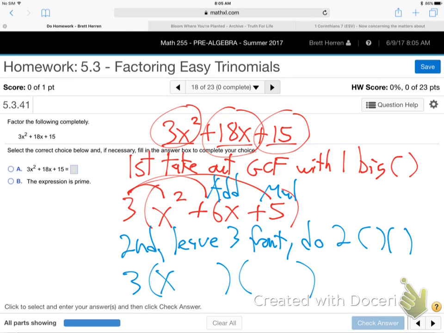So, x is in the front. What multiplies to be 5? 1 and 5. And the sign in the middle is taken by the bigger. In fact, they're both positive, aren't they? And we're done.